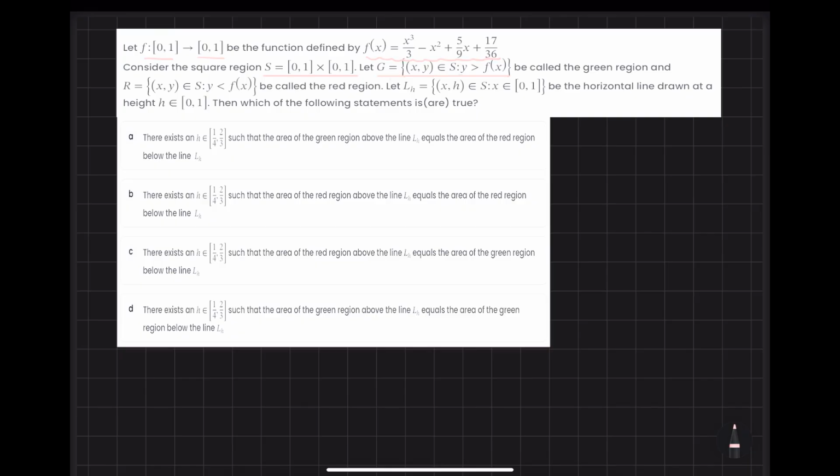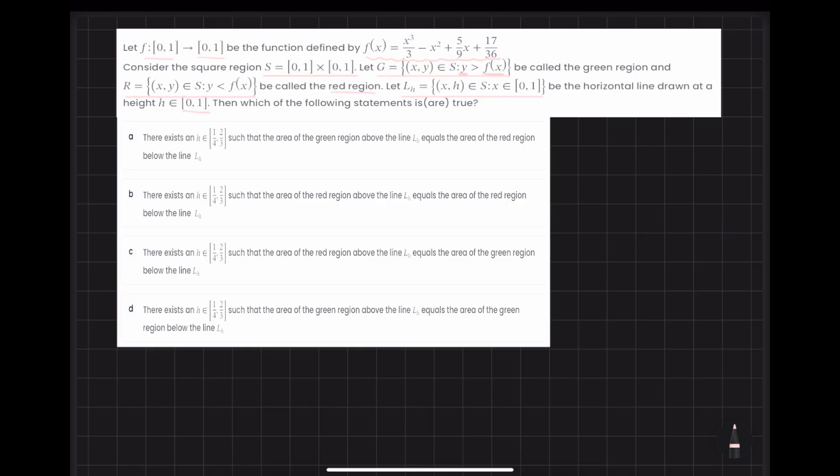If y is bigger than f of x, it is called the green region. And this is R. If y is smaller than f of x, it is the red region. Which means below it is red, above it is green. LH is again a line segment, a horizontal line drawn at the height this. Then which of the following statements is or are true?